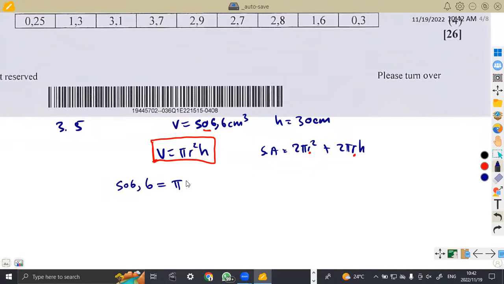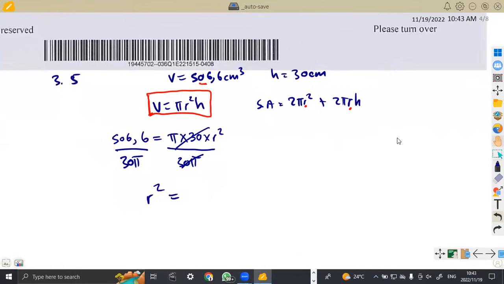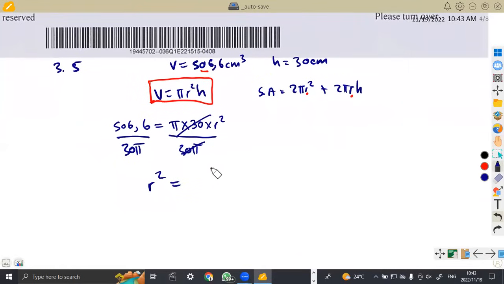506.6 is equal to pi r squared. We do not have the radius, but we've got the height of 30, times r squared. So we are going to divide both sides by 30 pi. So this can actually cancel. So r squared is equal to, we are going to remain with a fraction here, 506.6 over 30 pi. So this is what you're going to have.